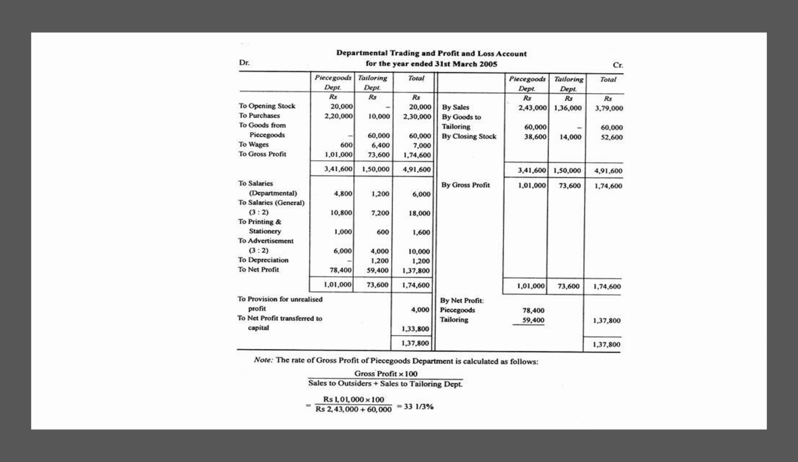So first of all, you will check the rate of gross profit of the piece goods department, that is gross profit 1,01,000 divided by the sales, that is 2,43,000 plus 60,000, into 100, that is 33.33% or 1/3 you can take. Now out of the closing stock of the tailoring department, that is 14,000, how much is from the piece goods? Yes, tell me, how much is from the piece goods?